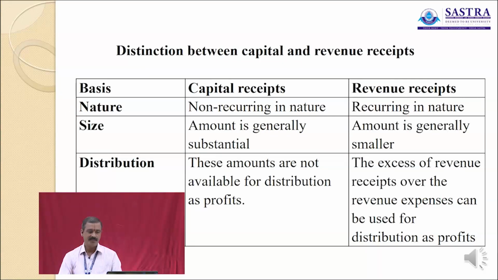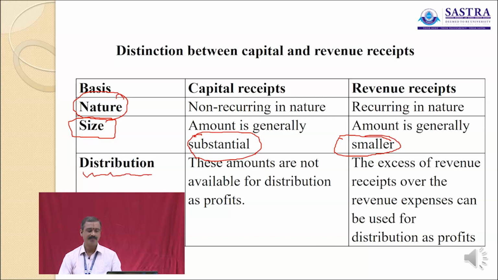See, there are some distinctive points between capital and revenue receipts. Let us compare capital and revenue receipts based on some phenomena like nature. Capital receipts are non-recurring in nature. Revenue receipts are recurring in nature. The size of capital receipts is generally substantial, and the size of revenue receipts is generally smaller. See, capital receipts are always huge, whereas revenue receipts are very small and little.